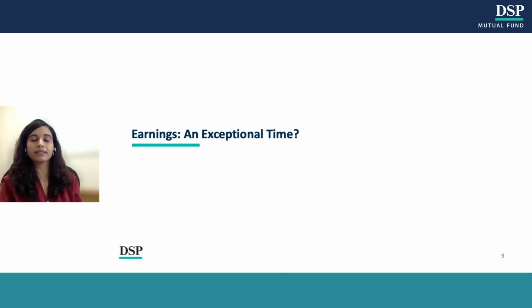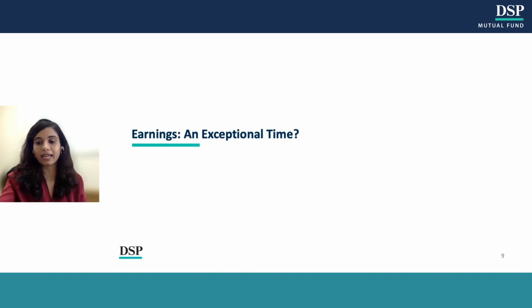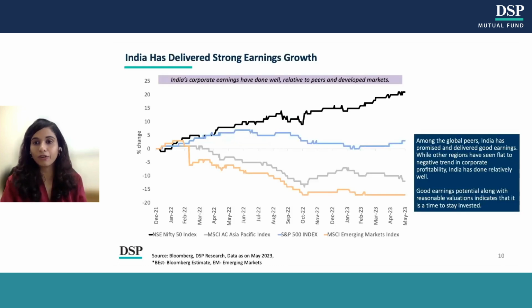The second point is earnings. Are we living in an exceptional time? Possibly, yes. So if you look at from December 21 earnings of major regions, be it Asia Pacific, emerging markets, US, which is the S&P 500 index, all earnings have been downgraded, but India's earnings has rather been upgraded.